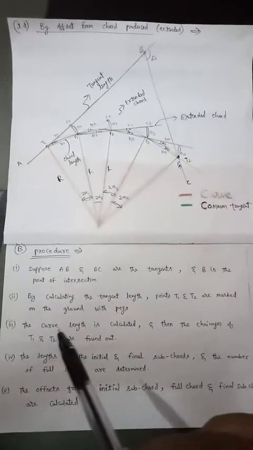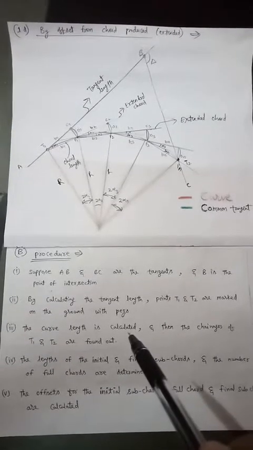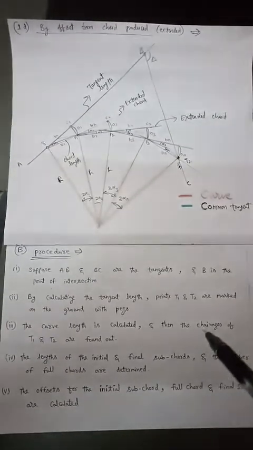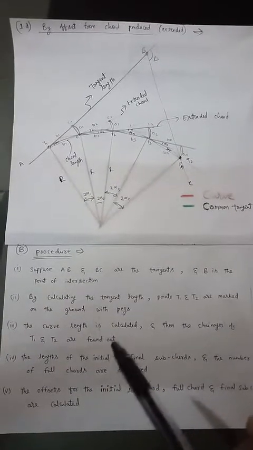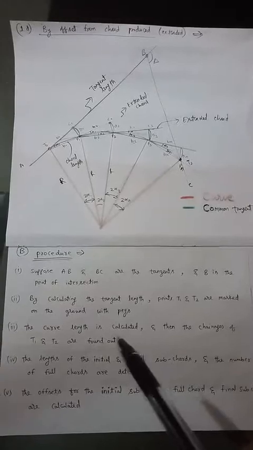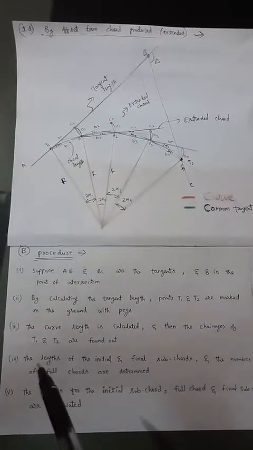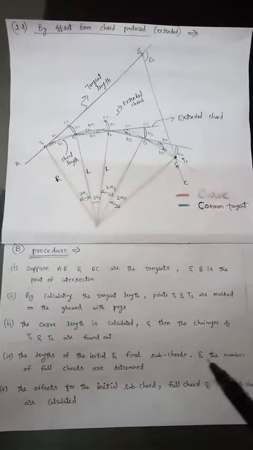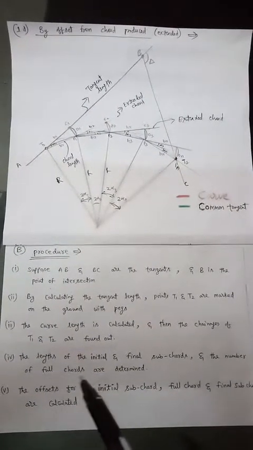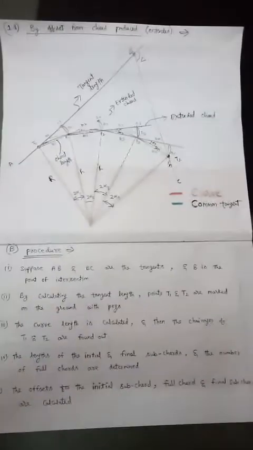Third point, the curve length is calculated. Then the chainage of T1 and T2 are found out. This point we will see later. Next, fourth point, the length of initial and final subchords and the number of full chords are determined.